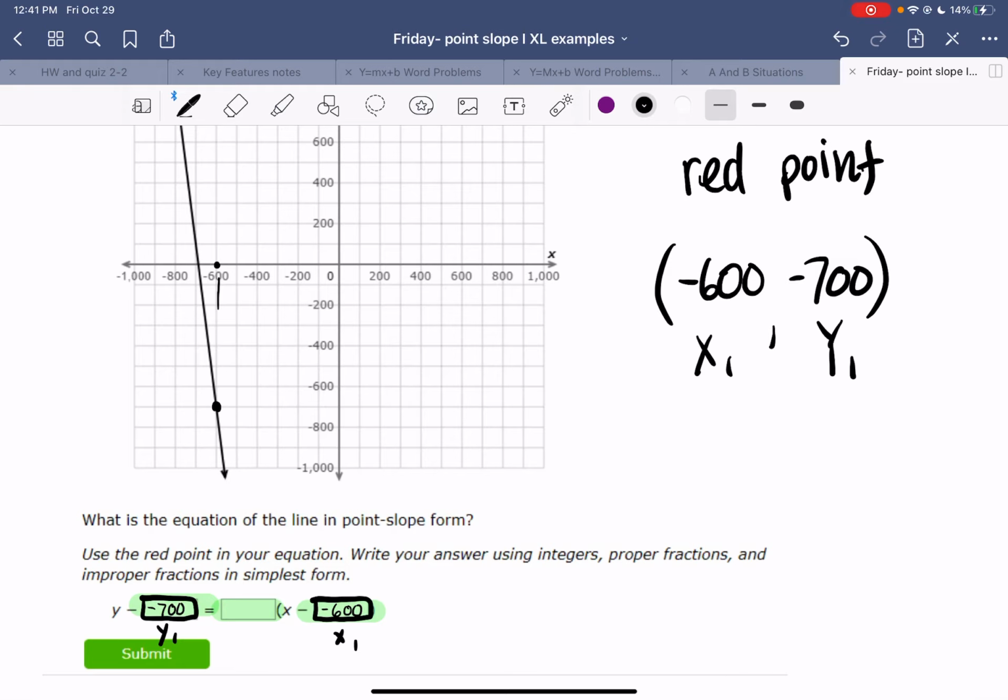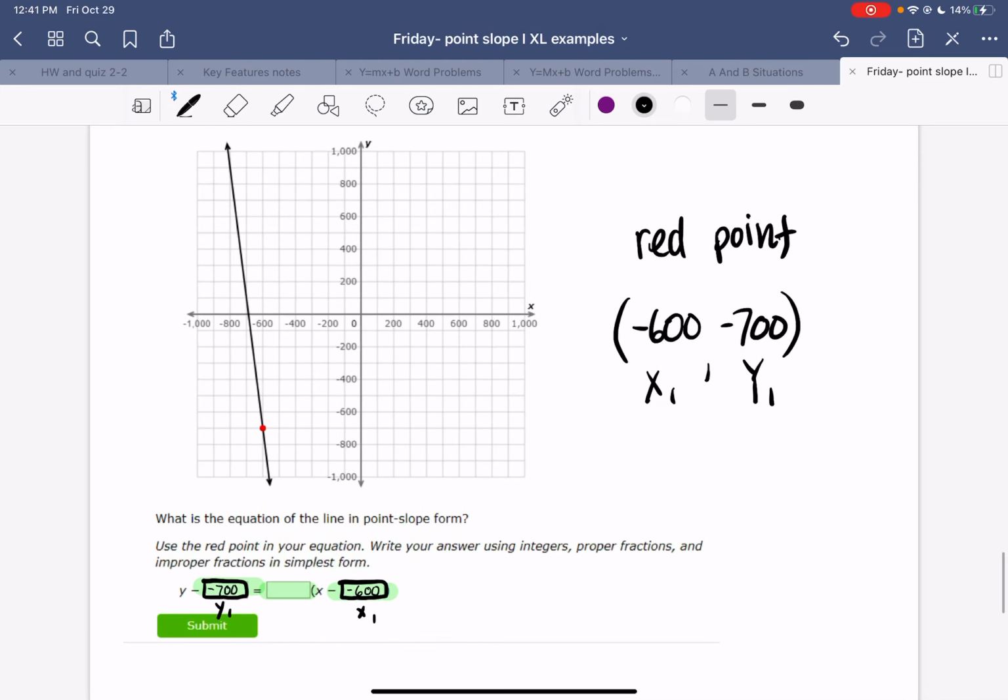And then we're going to have to find our slope. Since they gave us a graph, we can find two pretty points and do rise over run. So for the slope, we're going to find two pretty points and rise over run and simplify.